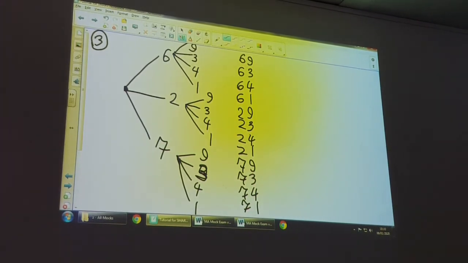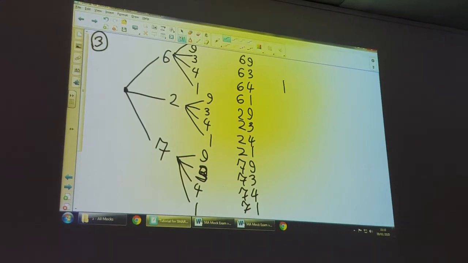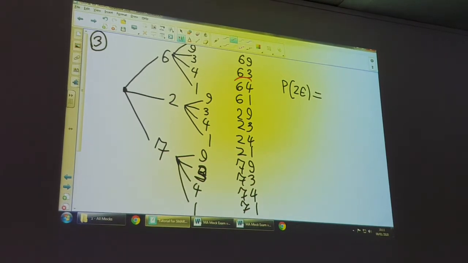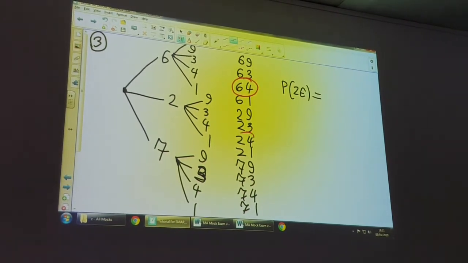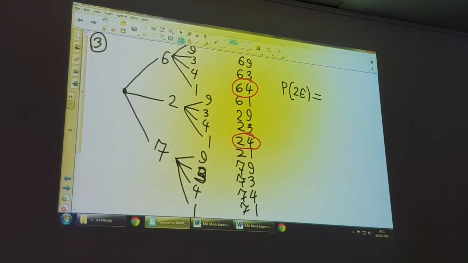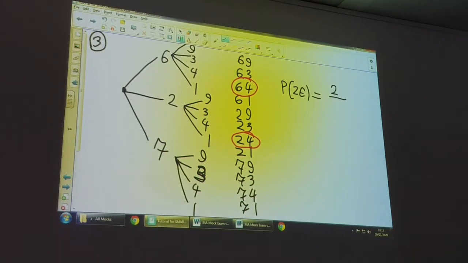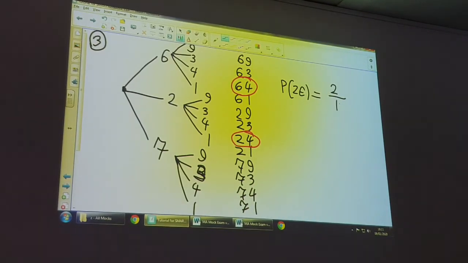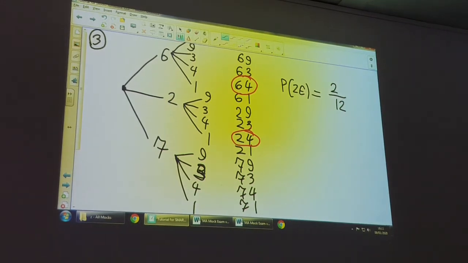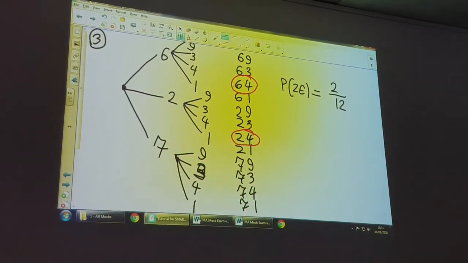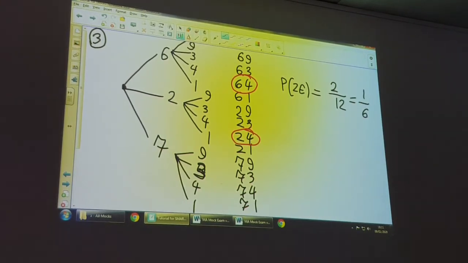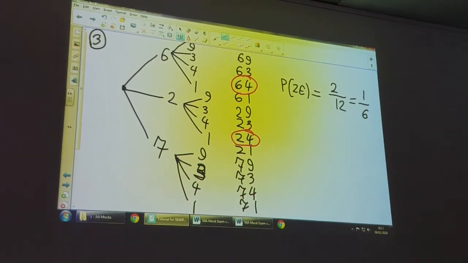Notice the question asks for the likelihood of getting two even numbers. I get two even numbers if I manage to get 6 and 4 or 2 and 4. Those are the only cases. So I have two outcomes out of how many outcomes in total? Out of 12. So the probability is 2 out of 12, which should be simplified into 1 over 6. Simplify your fraction and just leave it. You have no need to change it into a percentage or decimal, but make sure you simplify your fraction.